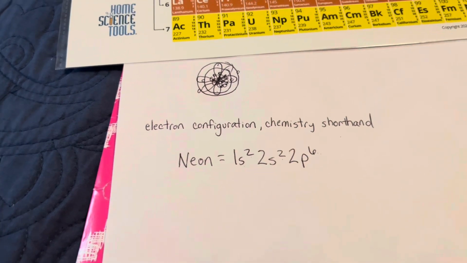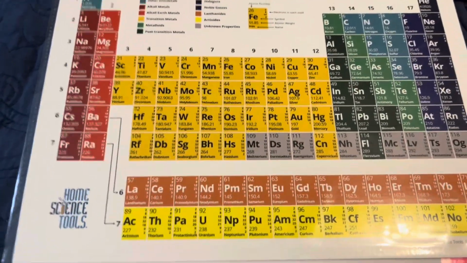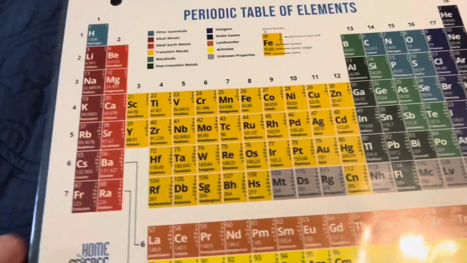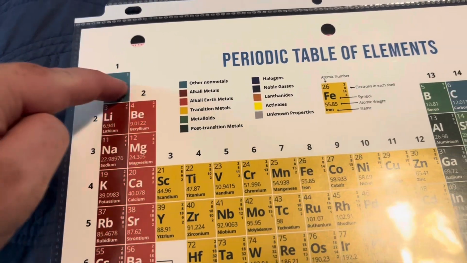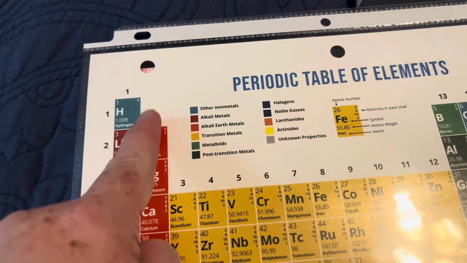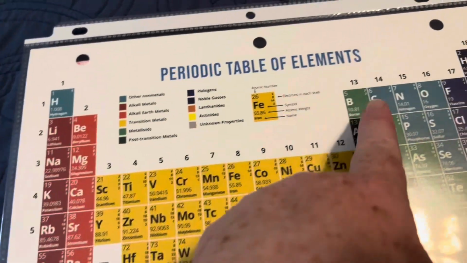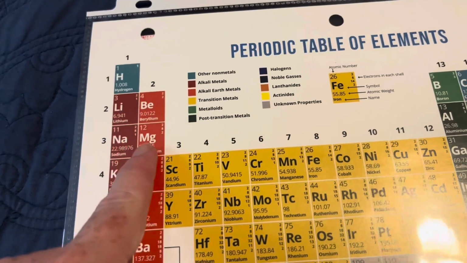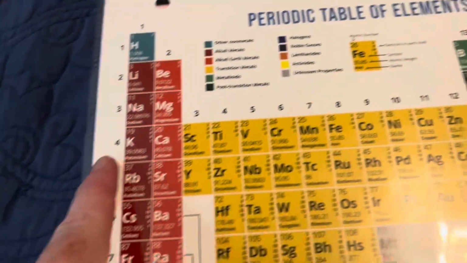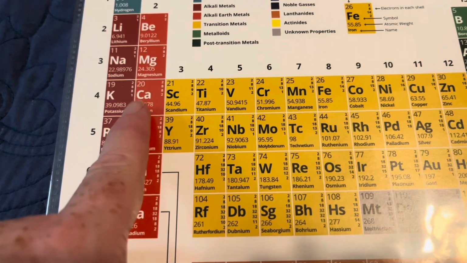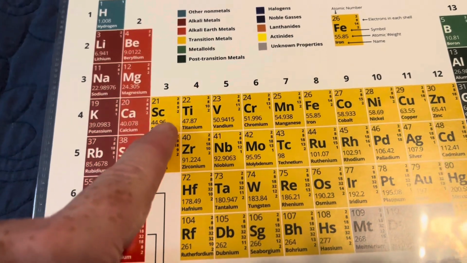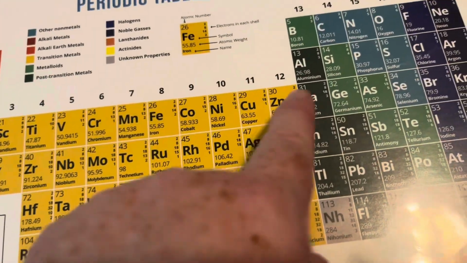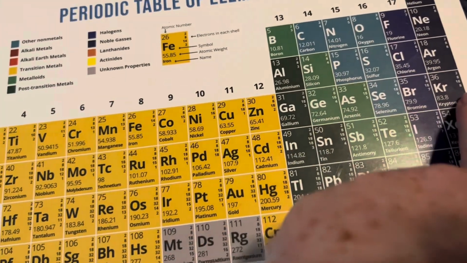I want to talk about one more thing. One thing that you need to know in the periodic table is this is going to be your 1s group right here, and helium is kind of accounted for over here. Then you have your 2s, your 2p, your 3s, your 3p, your 4s. This is actually the third level right here. This would be 3d. Then it's back to 4p.